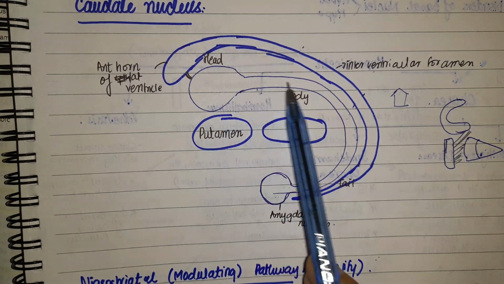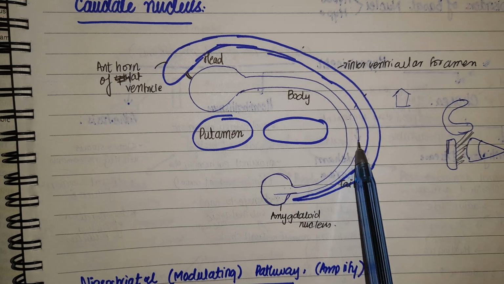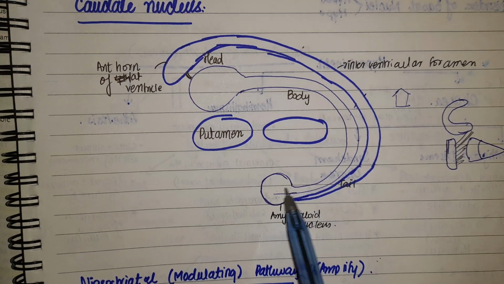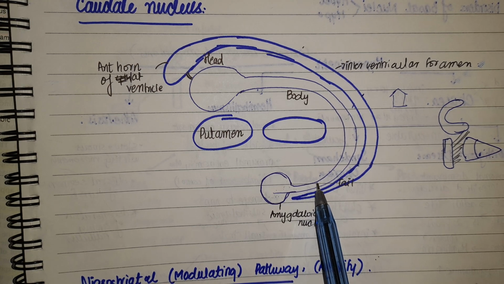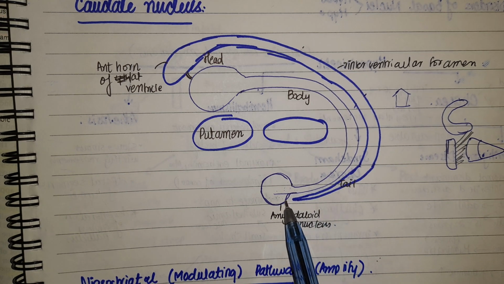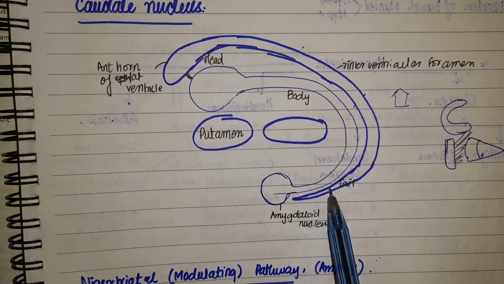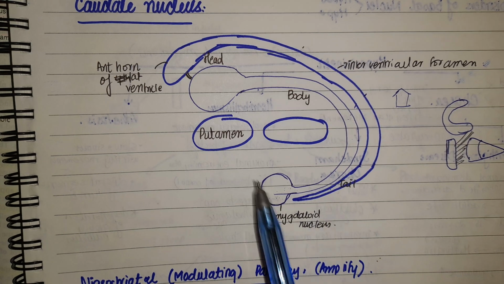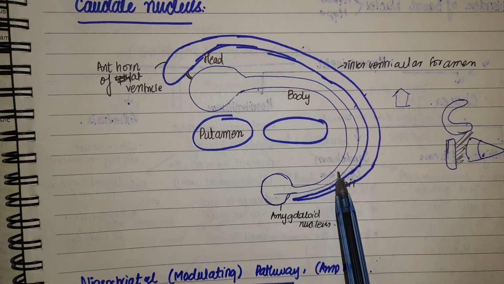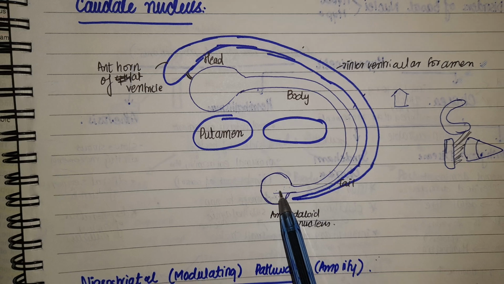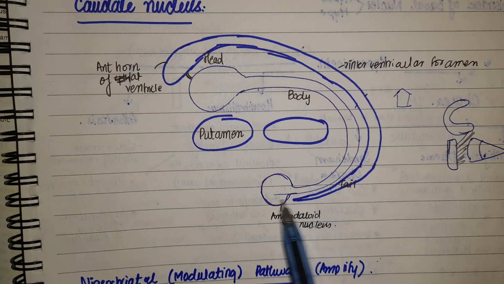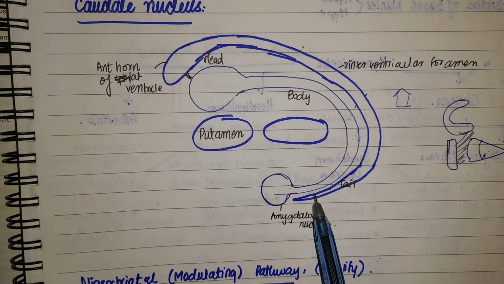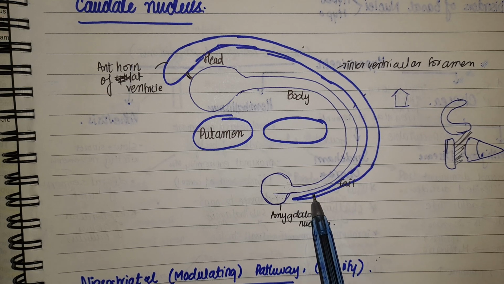Also, this whole thing is actually the caudate nucleus. So the amygdala or amygdaloid nucleus is fused with the tip of the caudate nucleus, and it is anterior and superior to the inferior horn of the lateral ventricle. So you can visualize the whole location, fused with the caudate nucleus tip, and it is anterior and superior to the inferior horn of the lateral ventricle.